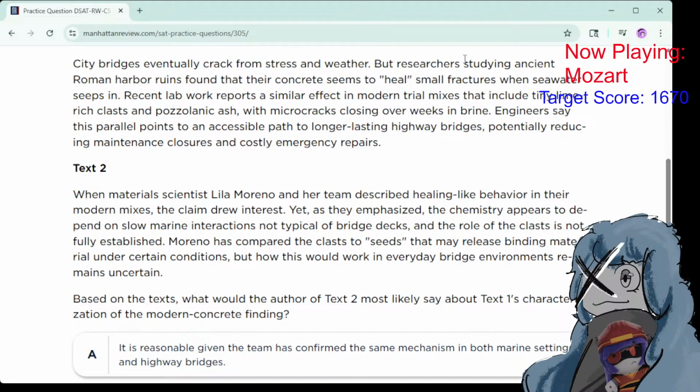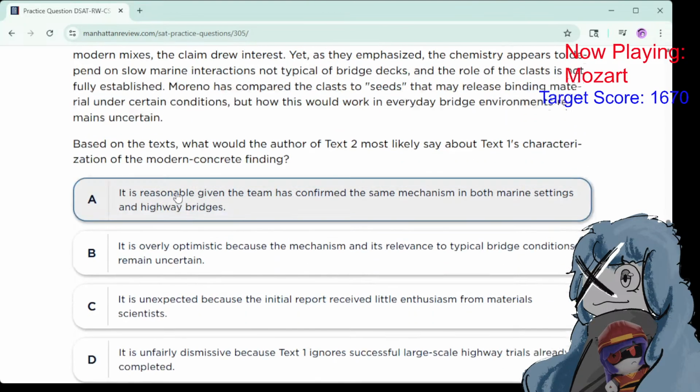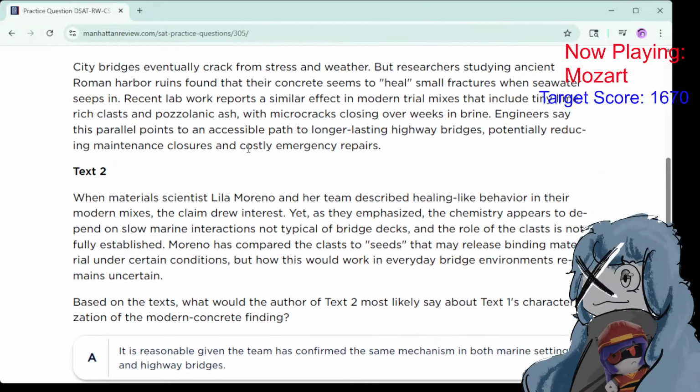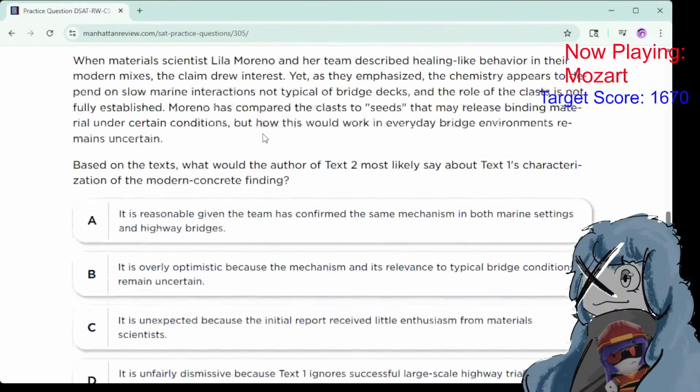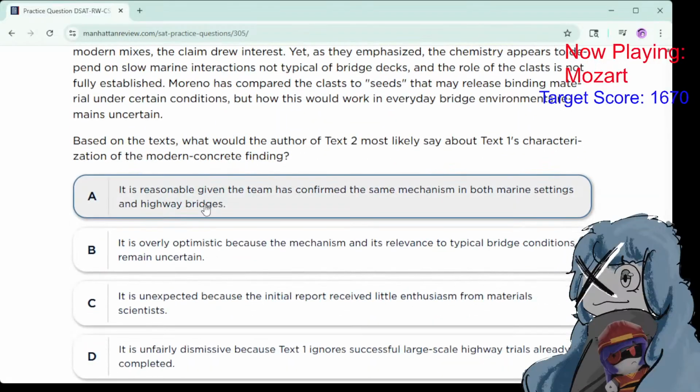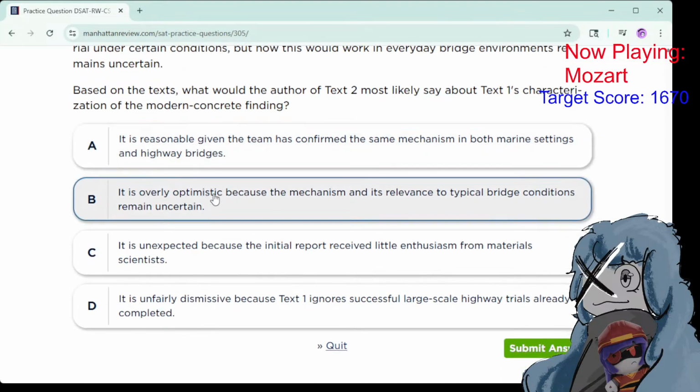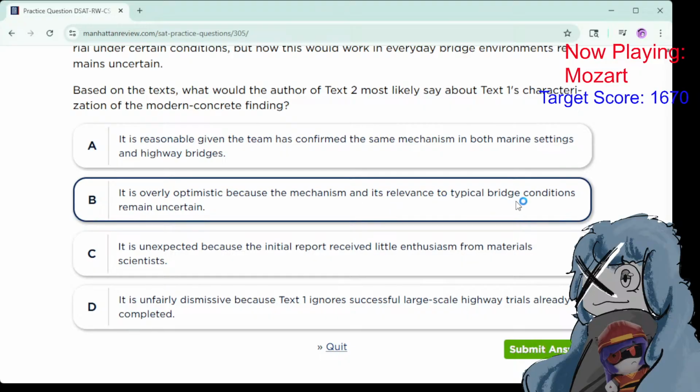Let me reread it. The researchers found that the concrete seemed to heal small fractures, and recent work found similar effects in modern mixes that include tiny natural clasts. They say the parallel points to an accessible path to long-lasting bridges, reducing repairs. But text 2 says how this would work in everyday bridge environments remains uncertain. So I would say text 2 would say that text 1 is overly optimistic. The other option says it's reasonable given the team has confirmed the same mechanism in both marine settings. It's overly optimistic because whether the mechanism is relevant to bridge conditions remains uncertain.